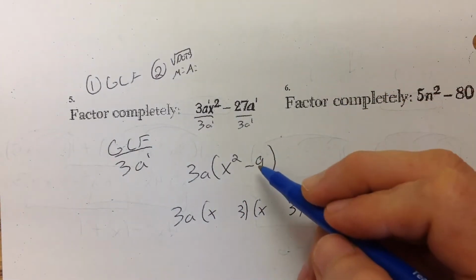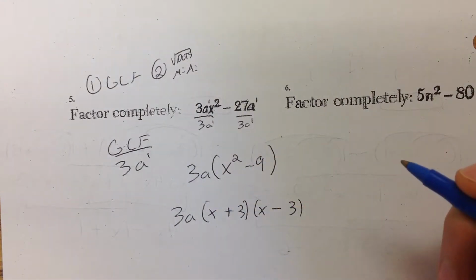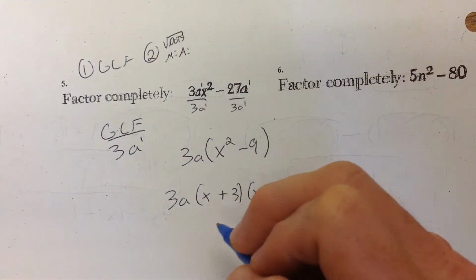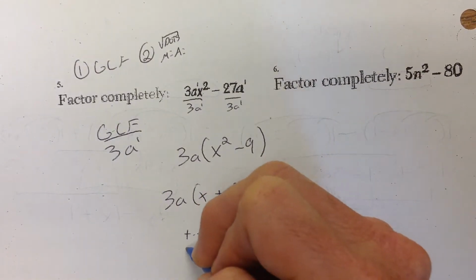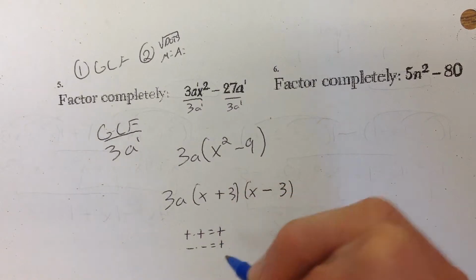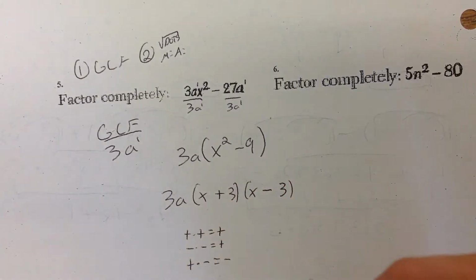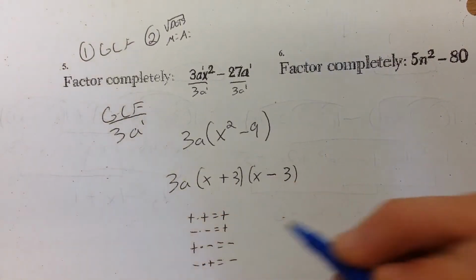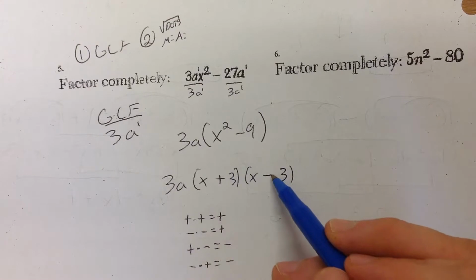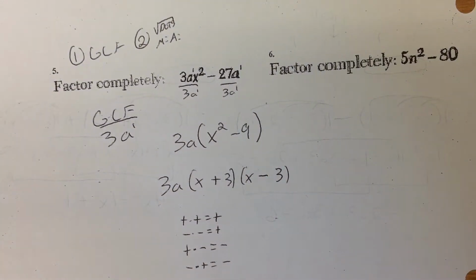And then to get a negative 9, one of those is going to have to be positive, and one of those is going to have to be negative. Because what you have to remember is positive times positive is positive, negative times negative is positive. The only way to get a negative when you multiply is either a positive times a negative or a negative times a positive. So again, the order doesn't matter of these, but one of them needs to be positive, one of them needs to be negative.